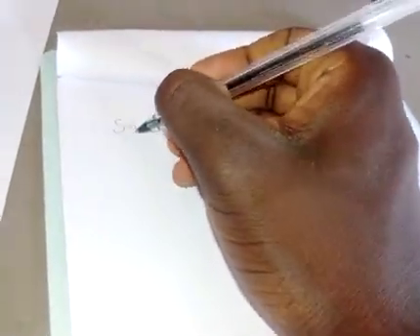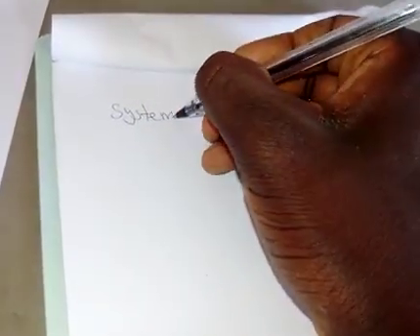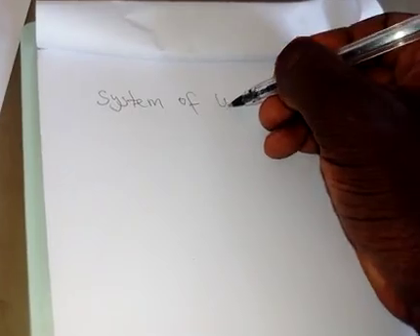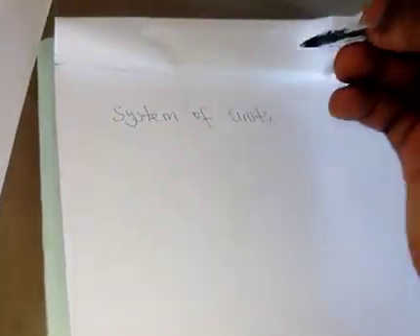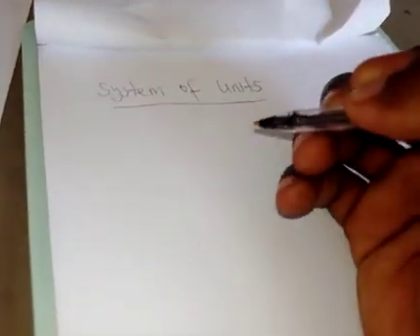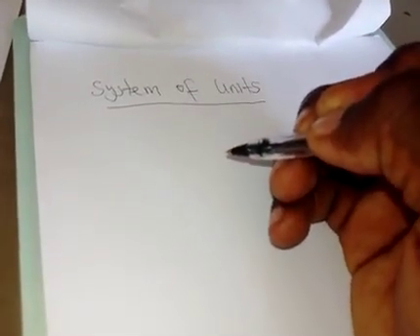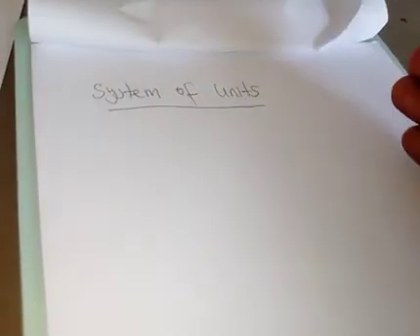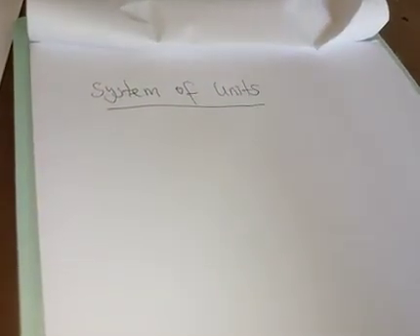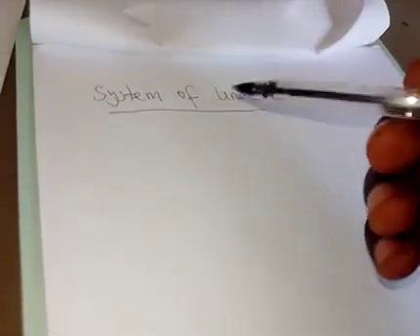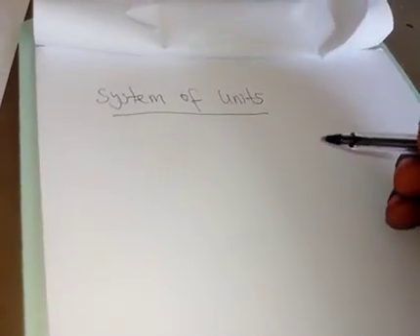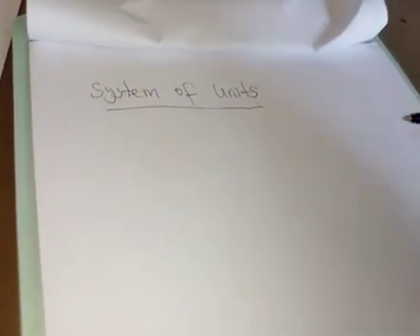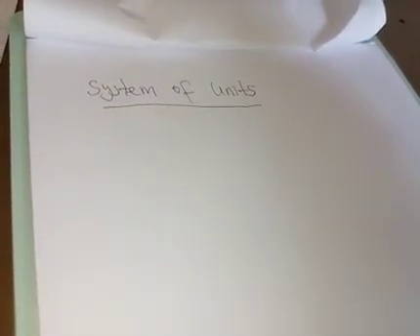Okay, so let's move on to system of units. So a system of units is simply a collection of units which are chosen as fundamental and all other units are derived from them.